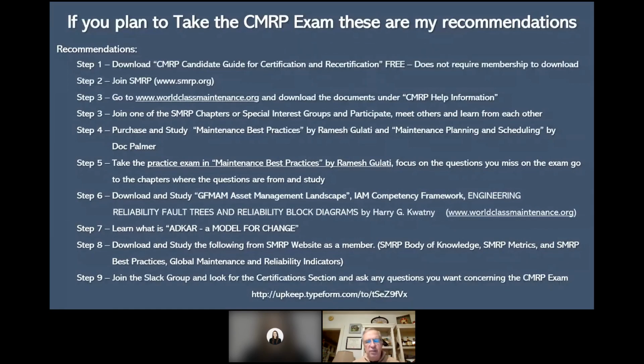Join the Slack group. This is important. I tell you, I didn't even know what Slack was. Slack sounds to me like we're just going to be hanging out, but the Slack group is a group of maintenance professionals, and there's one area in there called the certification group. In the Slack group, there's a certification section. So if you've got questions about the CMRP or CMRT or whatever, go in there. Somebody will answer the question. Somebody will help you. I guarantee it.